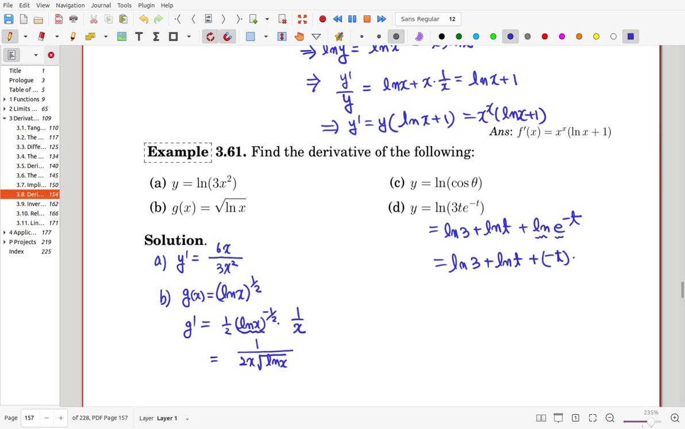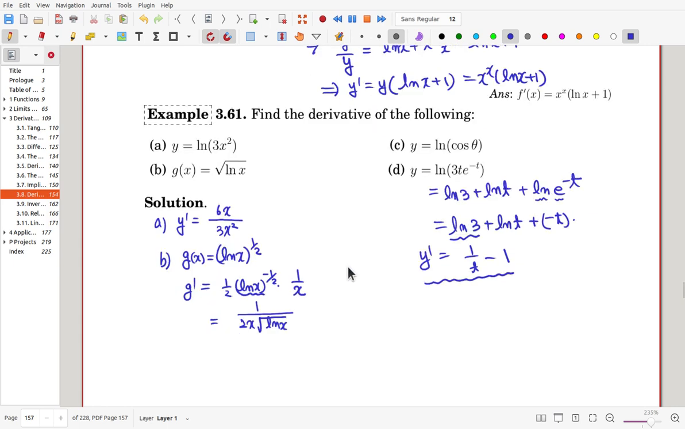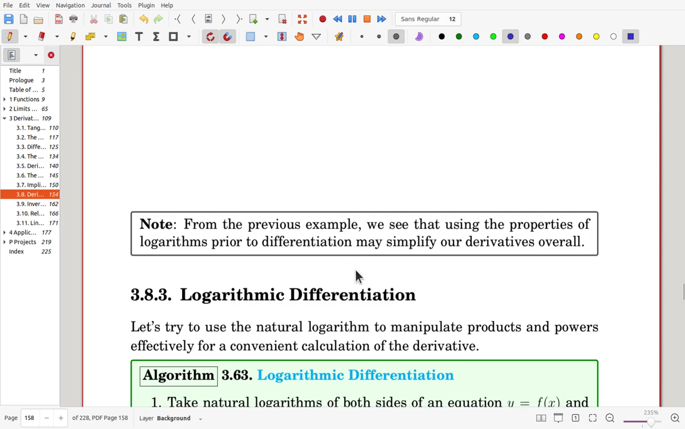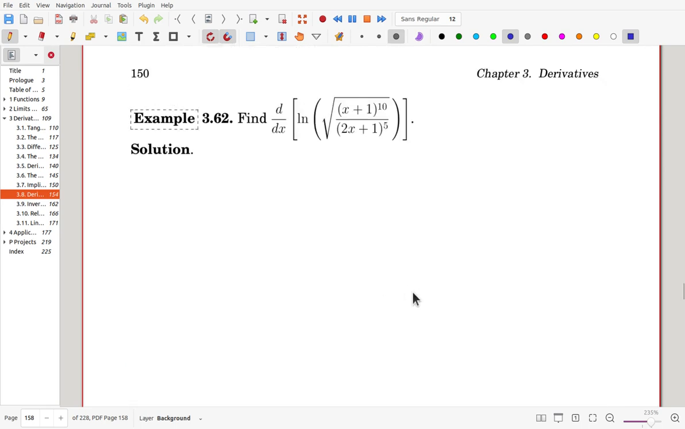So that's it. Here y prime will be: for the first term it becomes 0, the second becomes 1 over t, and there's the minus t, so it's minus 1. So the answer for part D is 1 over t minus 1. Okay, quite simple. So once you use the logarithm rules, the properties of logarithm, you can get the solution much more easily. There's again this example.